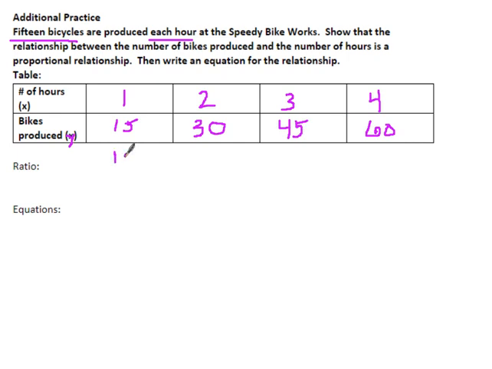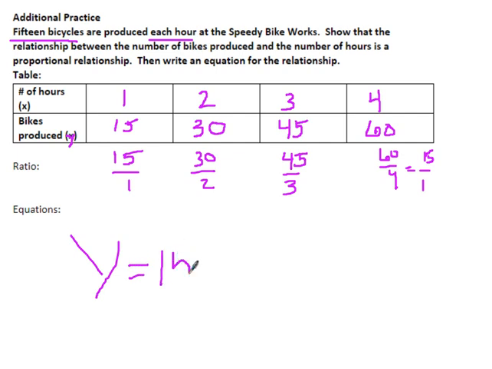So each one of these ratios, y divided by x, is 15 over 1. This is 30 over 2, which would simplify to 15 over 1. This is 45 over 3, which is also 15 over 1. And this one's 60 over 4, which is also 15 over 1. So that 15 over 1 is really just 15. Therefore, my equation is y equals 15 times x. X is the number of hours. I can plug in, if they worked 7 hours, I would multiply by 15. That's going to tell me how many bikes are produced, which is y.